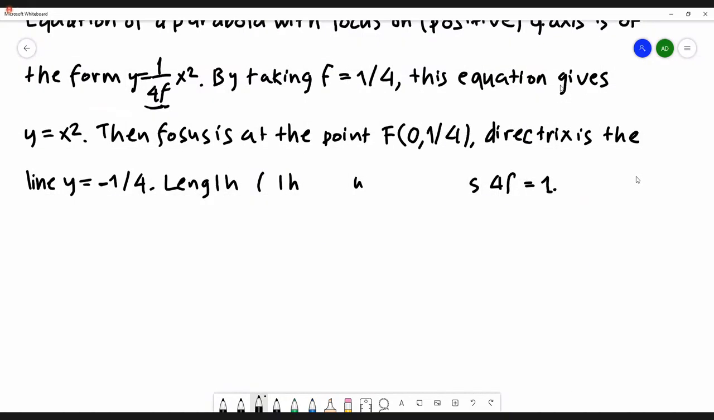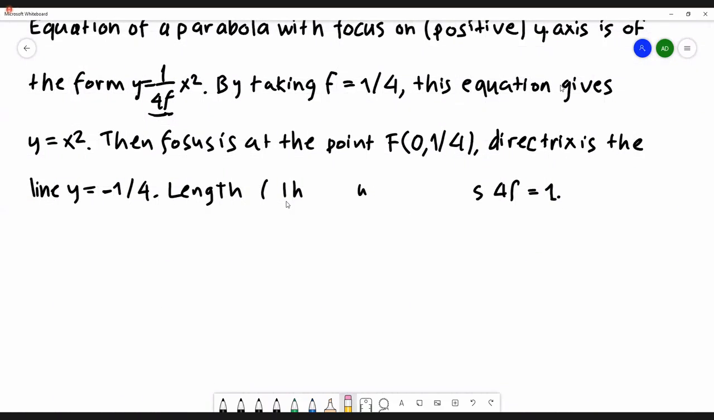burası çıkmamış, length of, şurayı sileyim yine baştan yazayım. Okay.